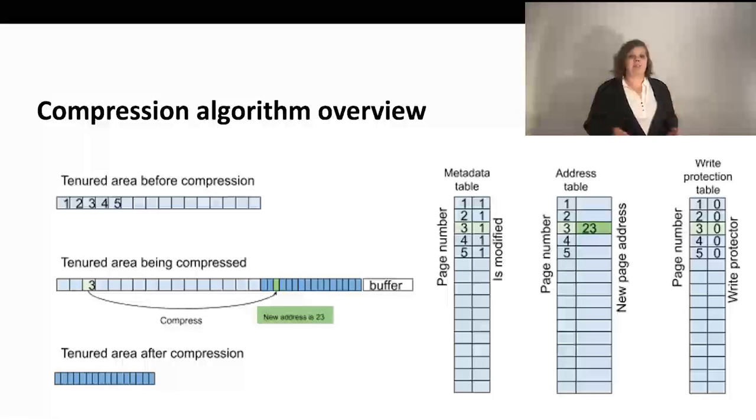Write protection table ensures the safety of concurrent memory accesses. When a write is happening, the write protection table is raised, and that is atomic. This will ensure that two concurrent writes can't happen at the same time.